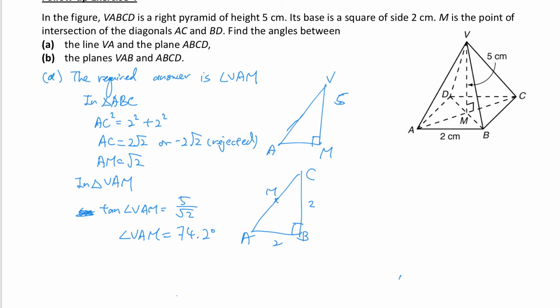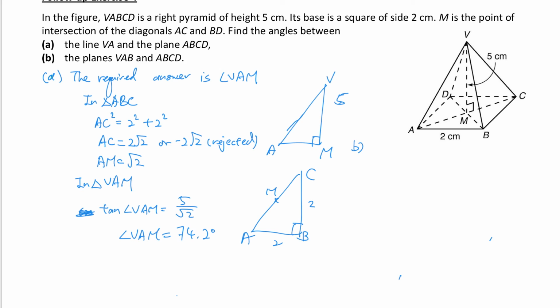Part B. Identify the plane first. Similar to the previous one, because this is an isosceles triangle. Step 1: find the line of intersection, AB. After that, find two straight lines, one on VAB and another on ABCD. They are perpendicular to AB. So, isosceles triangle: if this is midpoint N, the midpoint of AB, VN is perpendicular to AB, and NM is also perpendicular to AB.